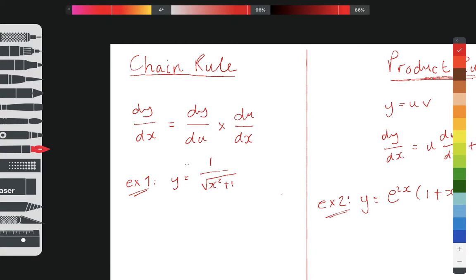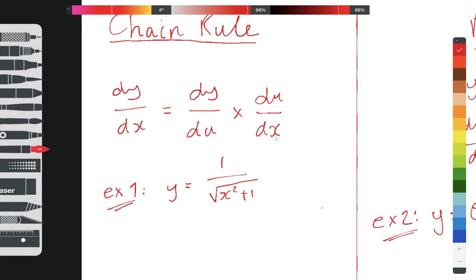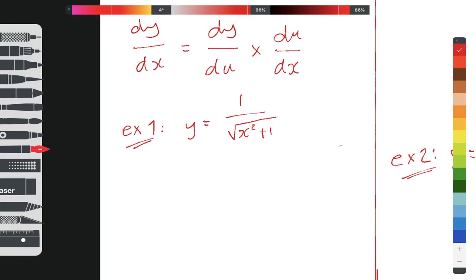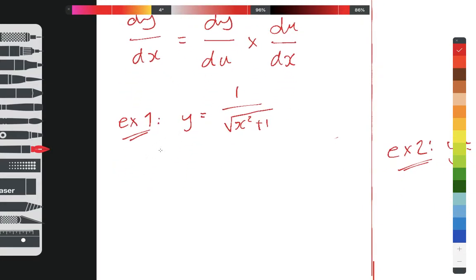Okay, so I'll start off with the chain rule, which is dy by dx is equal to dy by du multiplied by du by dx. And you could, if you want, imagine these du's cancelling to give dy by dx. So I'm just going to go straight in with an example on it, and hopefully you'll be able to follow along and see what I'm doing.